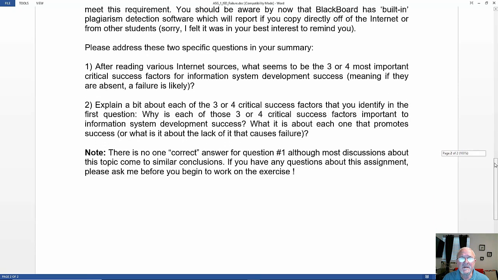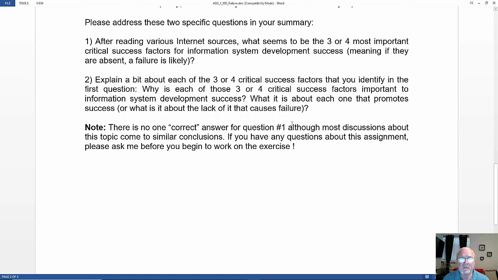Okay? Now, there is no one correct answer for question number 1, although most discussions do come to a consensus. Most discussions raise the same issues, the same critical success factors that, when they're absent and they are tied to specific phases of the SDLC, are responsible for the failures.